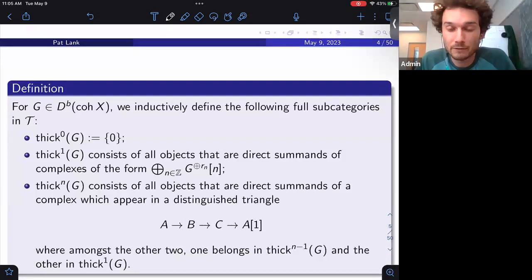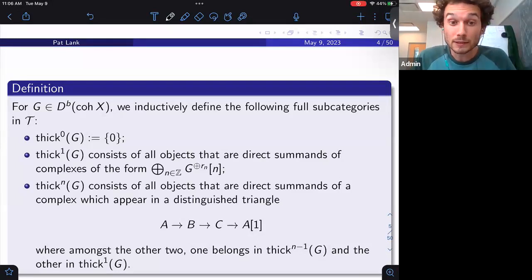So as we just saw, given a triangulated category, given a full subcategory or just an object, we can consider the smallest thick subcategory which contains it. Now, what I'm about to write or show can be applied to triangulated categories, but for our case, we're focusing primarily on noetherian schemes and the bounded derived category. So if I take an object G inside D^b coh X, we can inductively define the following full subcategories. Instead of T, it should say D^b coh X. So we define thick 0 of G just to be 0, or things that are acyclic.